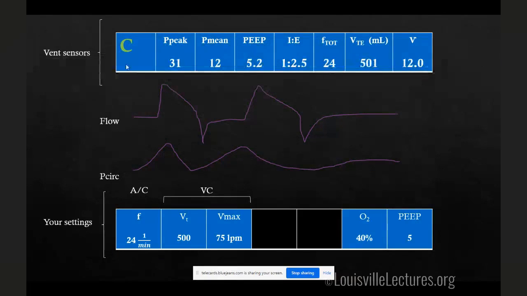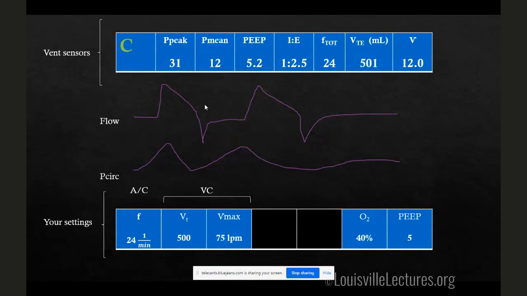The top banner or the sides on here, depending on the machine, are what the vent senses. So here you'll notice that you'll see a peak pressure of 31. And that's the sum of the resistance and the stiffness of the lungs and the stiffness of the chest wall. Why is that important? Because you have certain limits to pressures before you start having an increased risk of causing ARDS related to the vent. Mean pressure, really don't worry about.